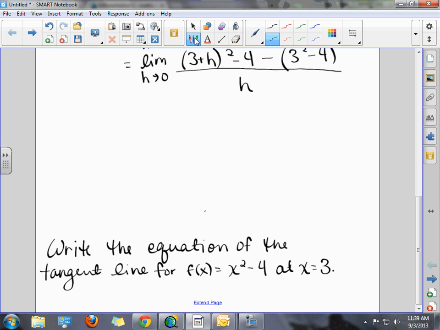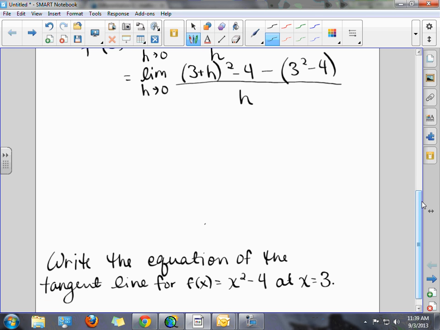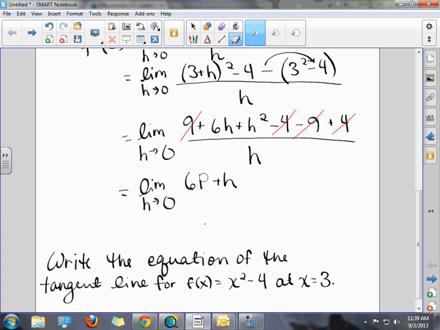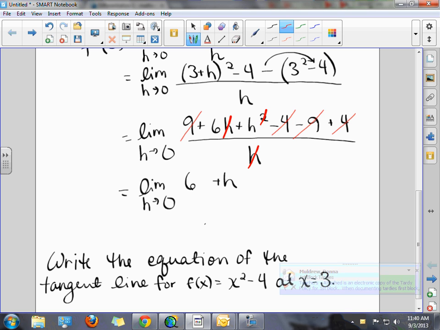All right, so now we want to simplify what we have and see what we can cancel. So this 3 plus h all squared I need to FOIL. So this becomes 9 plus 6h plus h squared minus 4 minus 9, and then this will be minus minus, so that'll be plus 4, all over h. What should happen is all the constants should cancel, and everything that you have left should have an h in it. We have a negative 4 and a positive 4, positive 9 and a negative 9. So all those constants cancel, and we end up with 6h plus h squared over h, so this h and that h will cancel, and we're just left with 6 plus h.